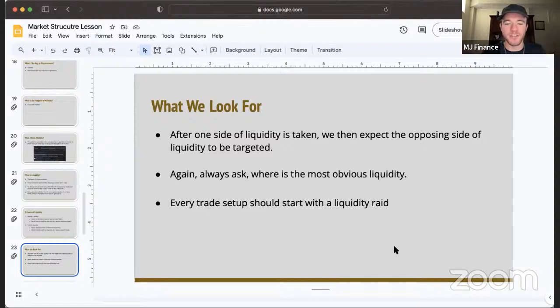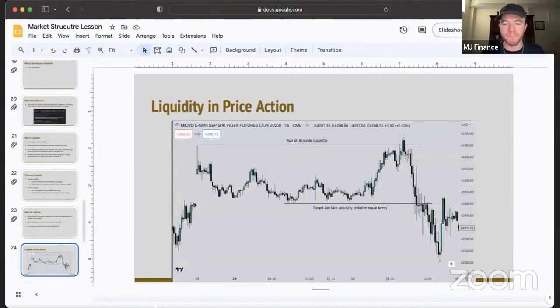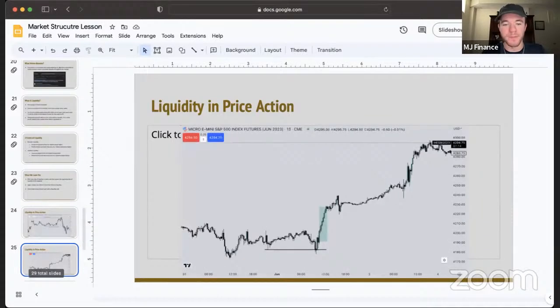Again, we should always be asking ourselves, where is the most obvious liquidity? Where is the most obvious support or resistance, relative equal highs or lows? As we see here, most recent swing high, price runs above that. And then what do we see quickly after? Displacement to the downside. We can now target the opposing liquidity, sell side, relative equal lows. Retail thinks that that's support and can't be broken. What happens? It gets violated.